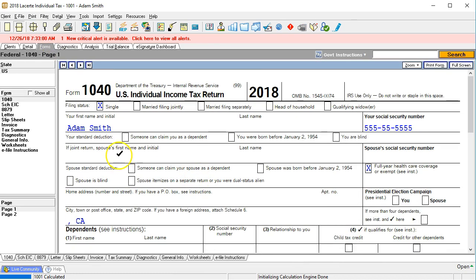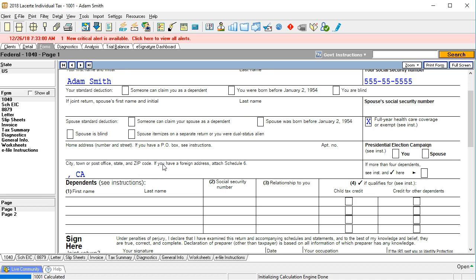We see our test 1040 for 2018, single individual, that being Adam Smith. We've got the Social Security to the right. We have some added information not applicable for your standard deduction, including someone can claim you as a dependent, and whether you were born before January 2nd, 1954. We don't have a spouse, so we're not going to enter the information or added detail for the spouse as well.